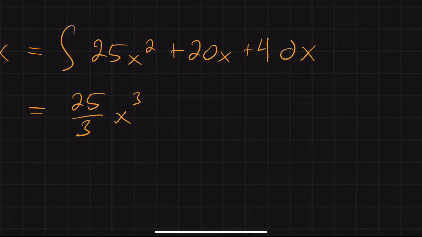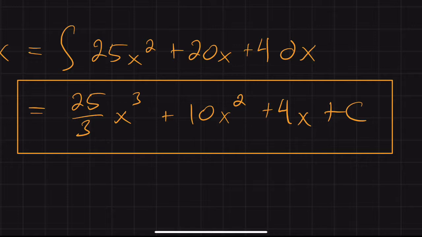For the plus 20x, add 1 to the exponent to make it an x squared, and then divide the 20 out front by 2. That would give us a plus 10x squared. And then for the plus 4, just multiply that with x, and then don't forget the plus c. And that is the final answer.